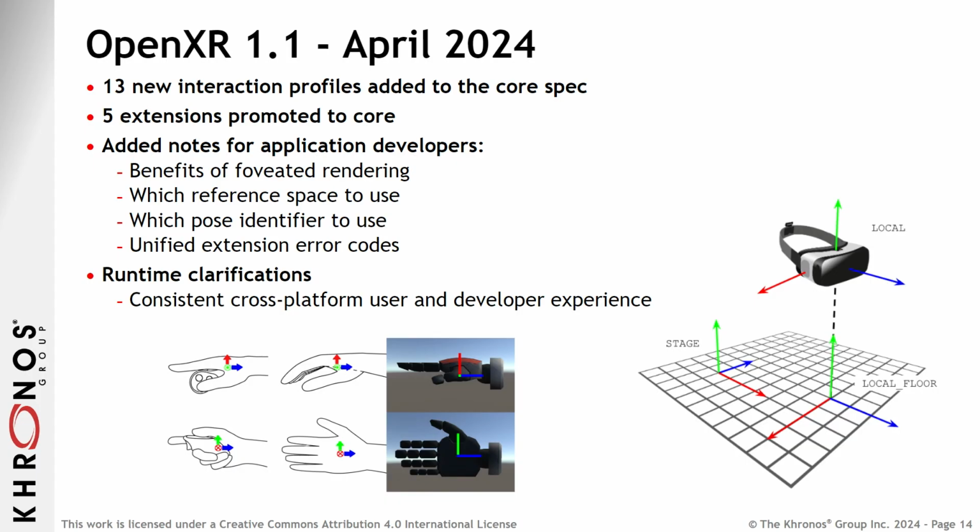There were 13 new interaction profiles added to the core specification, and most of them were actually promoted from vendor extensions. There were some standard identifiers that were added to the language, for example, thumb resting surfaces, stylus, trigger curl, trigger slide, and many other things that we think you'll find very useful in building your applications. There are new output paths, for example, haptic trigger and haptic thumb to make haptics easier to surface from within your applications. We also improved some of the core fundamental concepts within the OpenXR API specification.